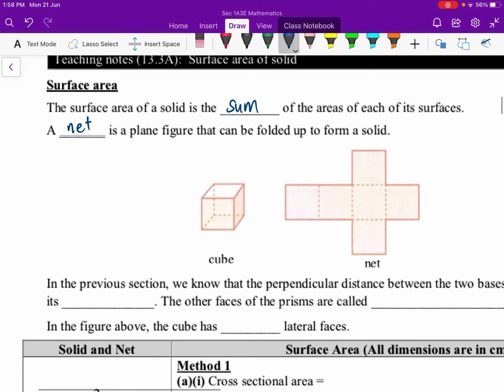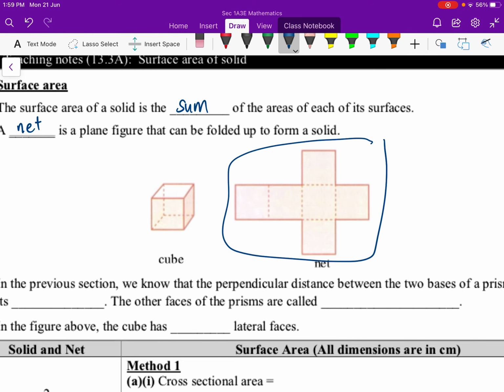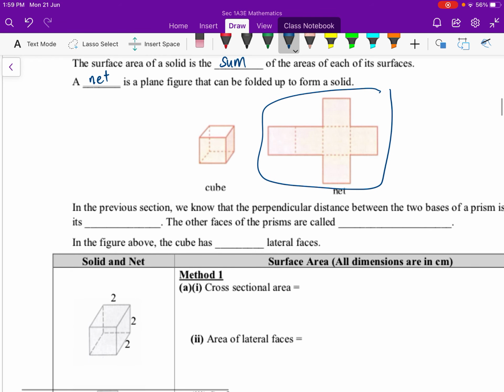So let's take a look at this example. Originally, we have a cube, 6-sided, and it can be opened up, cut along the edges. You can open it up to form this 2-dimensional figure, and this will be called the net. No, this is not the only net that you can obtain from opening up the cube. This is just one example of a net that is possible.